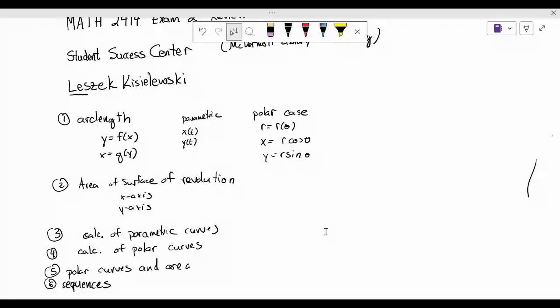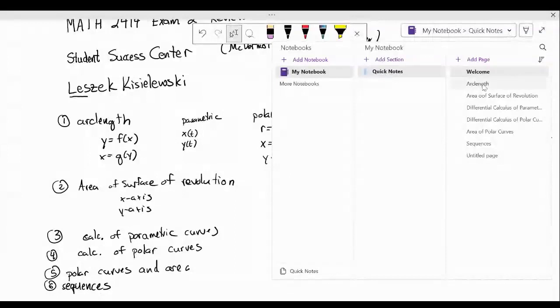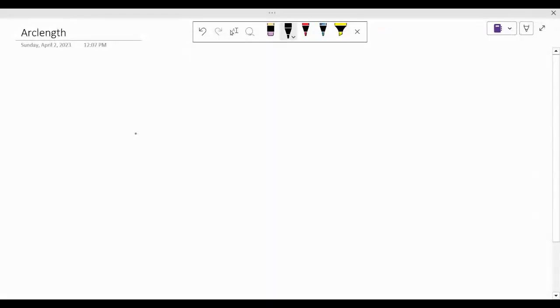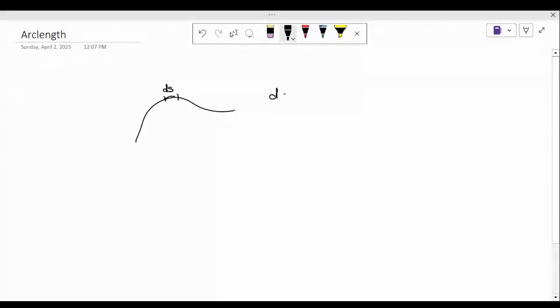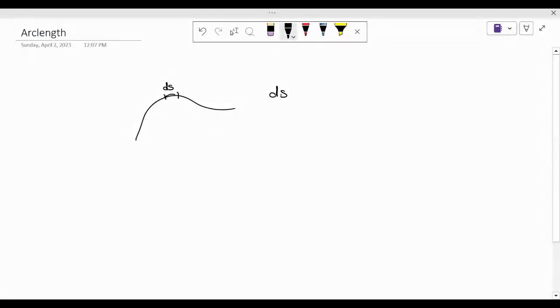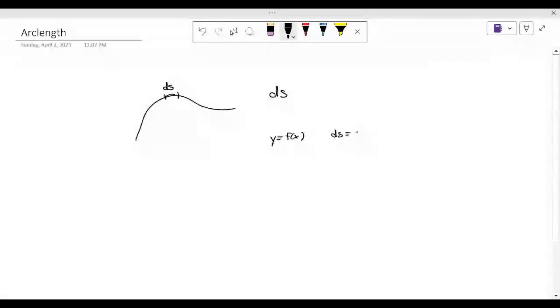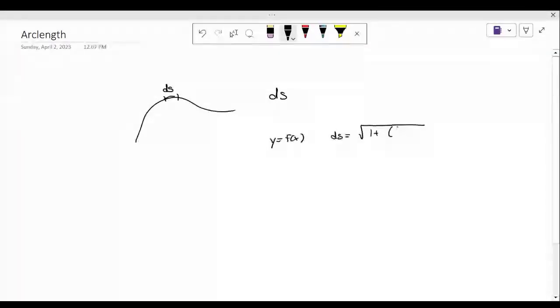Alrighty, so let's start with arc length. All right, so we know that if you have a curve and we want to look at a differential amount of length along that curve, which your professors call ds, we have various formulas depending on how the curve is given. So if y is a function of x, we know that ds would be the square root of 1 plus the derivative of y with respect to x squared dx, right?